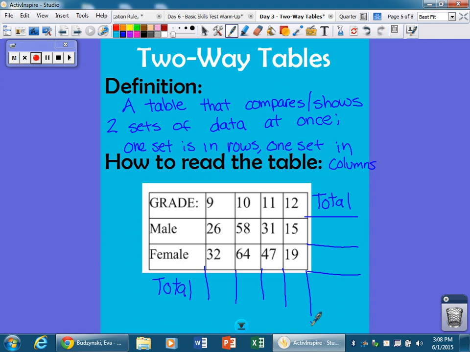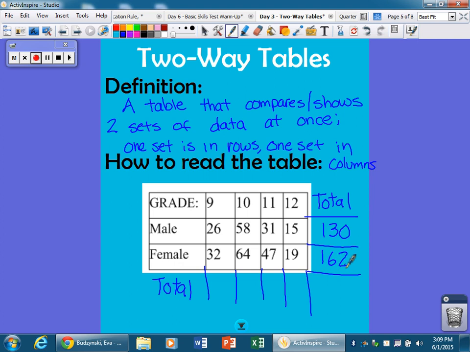Okay, so you need to add that into your table, and now find the total. So I'll do one for you. For the male, you add 26 plus 58 plus 31 plus 15, and I get 130. So take a second, pause the video, and then fill those in. And now that you're back, you should have these answers.